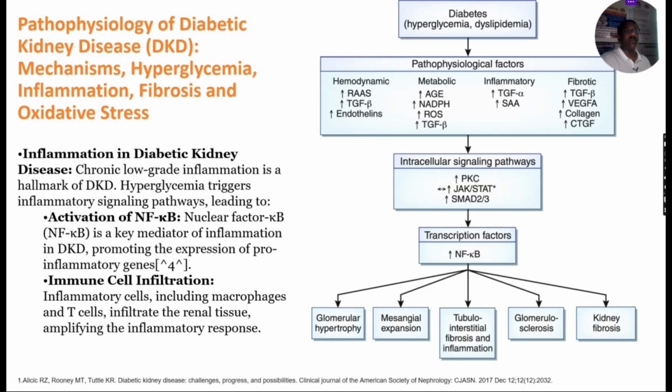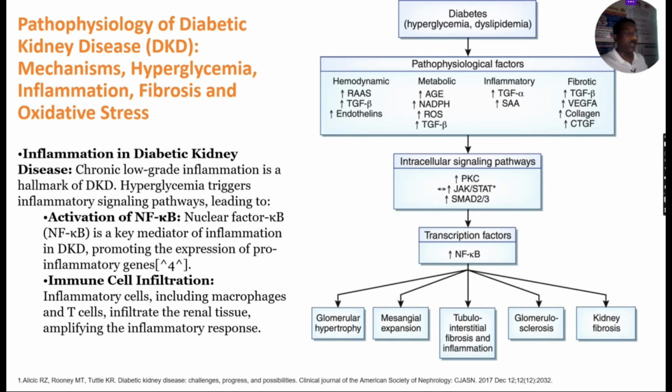See the pathophysiology of the diabetic kidney disease mechanisms: hyperglycemia, inflammation, fibrosis, and oxidative stress. Among the hemodynamic factors, there is increased RAS activity. The more the RAS activity, the more your angiotensin 2, which is a potent vasoconstrictor. Also increased endothelins, metabolic advanced glycation end products, TGF-beta, VEGF-A, and collagens. These are all the pathophysiological factors that will be disturbed and increased in the presence of uncontrolled diabetes.